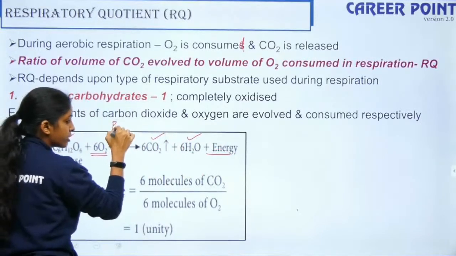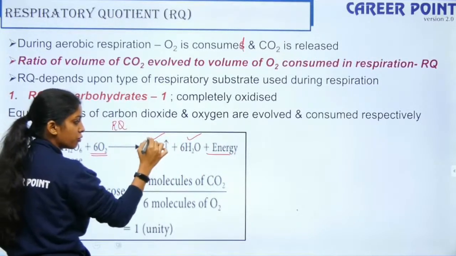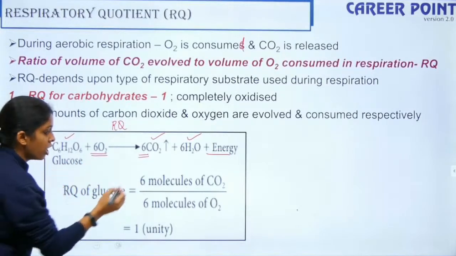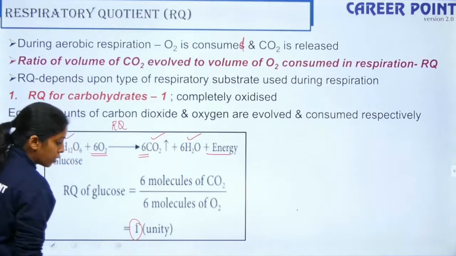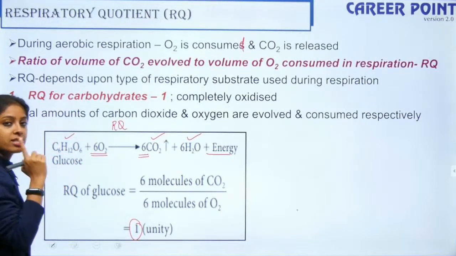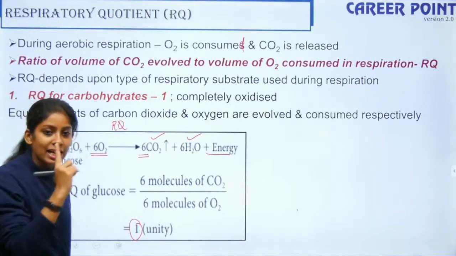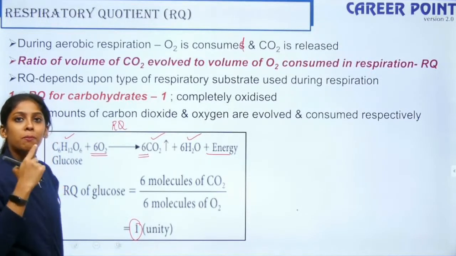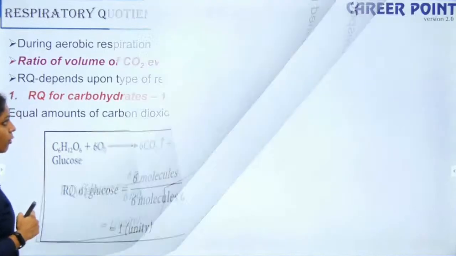So how do you find the respiratory quotient? The molecules of carbon dioxide evolved divided by the molecules of oxygen consumed. So it is 6 by 6, that is 1. For all your carbohydrates, the respiratory quotient is exactly equal to 1, which means it is completely oxidized. It is completely combustible.